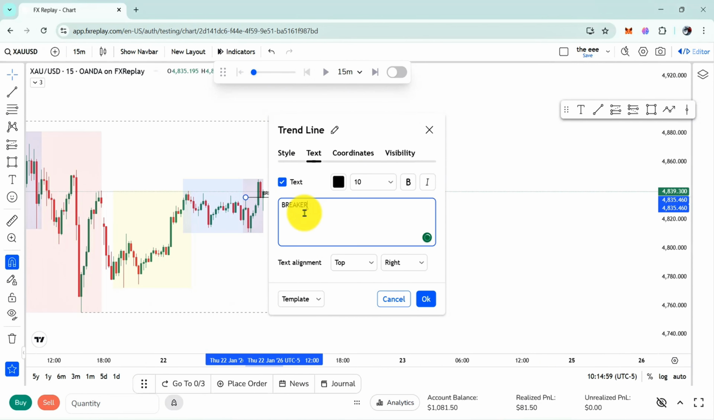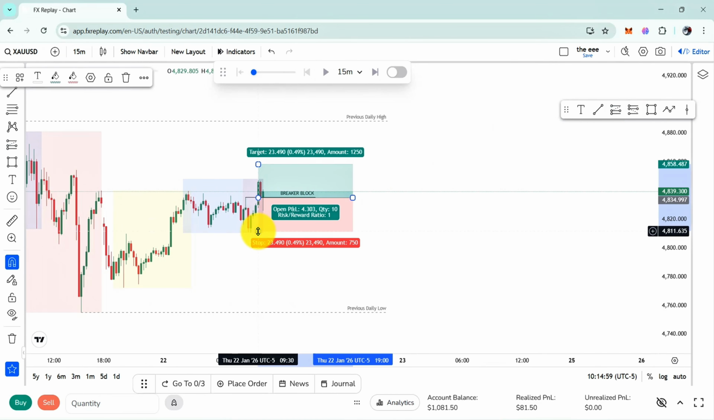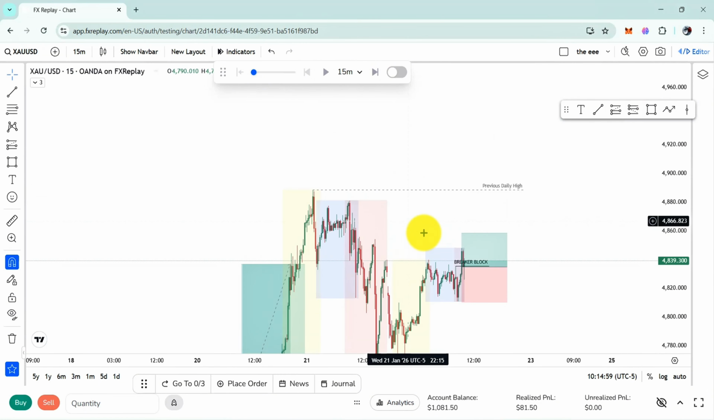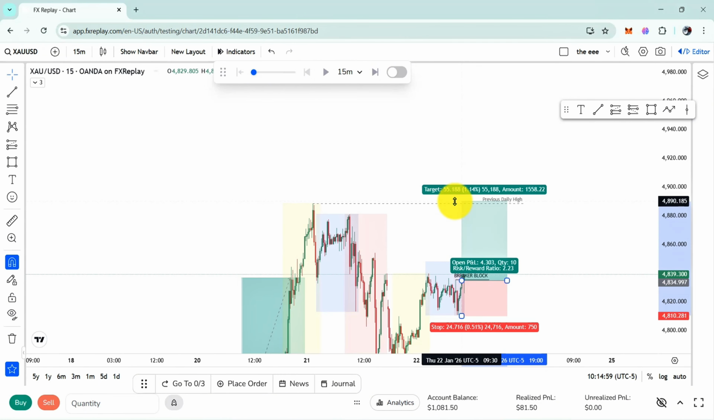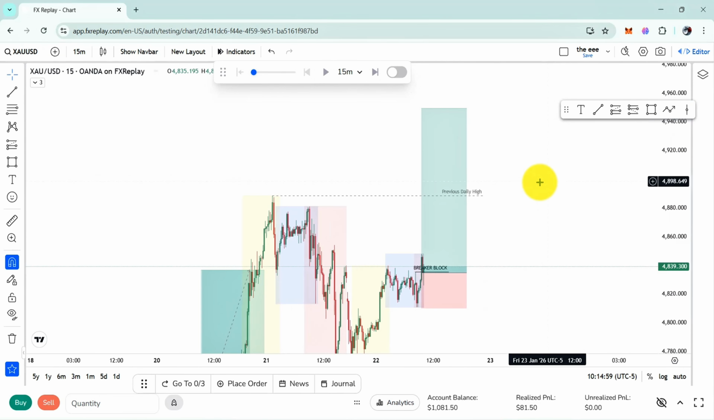Breaker block. Okay, so we can then say let's take our long entry here and our stop loss here. Then our take profit can be at this high. This is 1:2, which is actually fair enough. But let's do 1:4.6 or whatever.